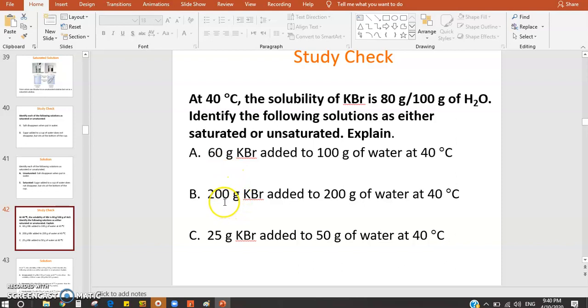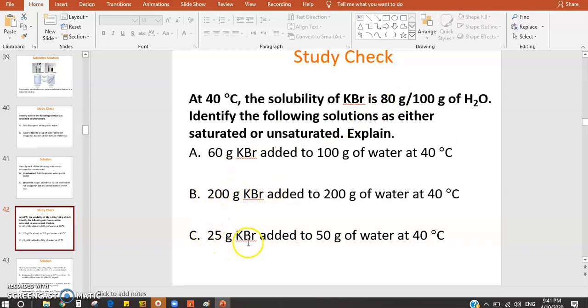Here we have 200 grams of KBr and 200 grams of water. If you try to make it to 100 grams of water, we can divide 200 by 2, so we'll have 100 grams of water and 100 grams KBr. So it means that you're dissolving 100 grams of KBr in 100 grams of water, which means you're dissolving more than 80, which will mean that you have a saturated solution.